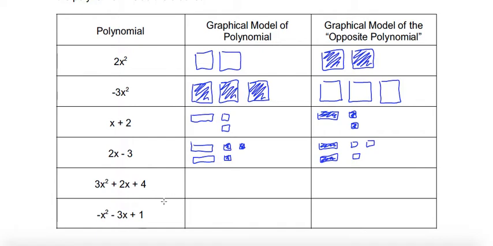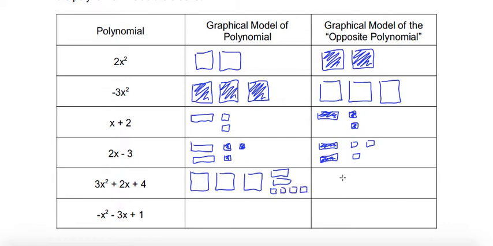And we're going to take a look at some examples when we have trinomials. So this is three terms separated by addition or subtraction signs. We're starting out with 3x squared, so three large positive squares. 2x, so two rectangles. And 4, so four small squares.